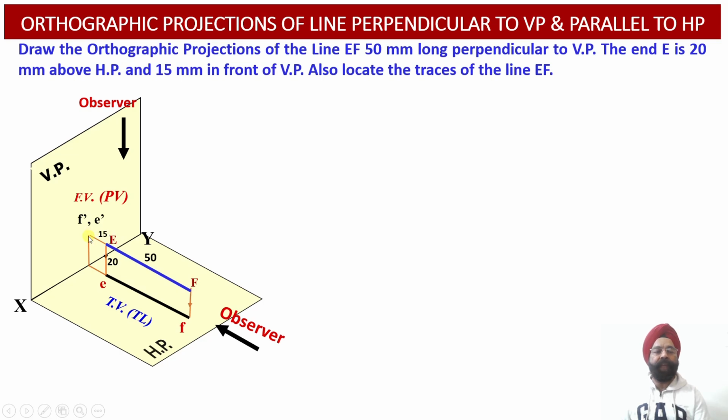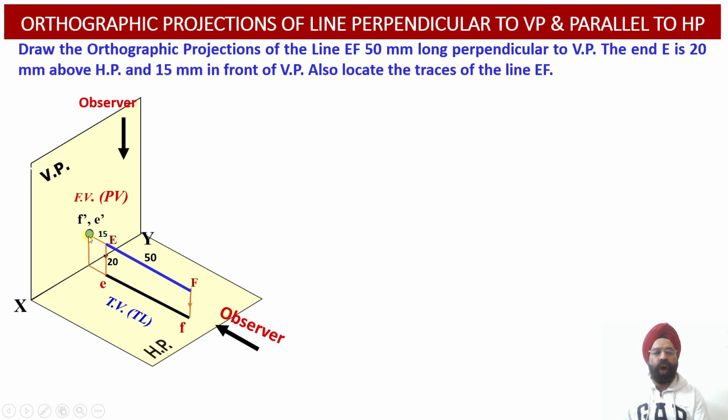So we have been able to obtain F dash and E dash projections at a height of 20 millimeter above the ground, or 20 millimeter above the XY reference line. And both of these points F dash and E dash have converged with each other, or coincided with each other. So this way we have obtained the front view, point view projection of this line, F dash E dash, onto the vertical plane, and we have also obtained the top view projection of this particular line, that is EF, onto the horizontal plane, which is the true length projection.